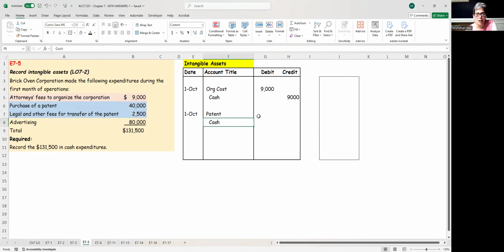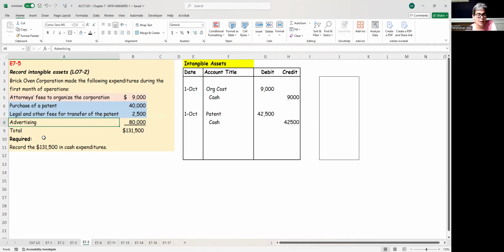That's going to be patent debit, cash credit, $42,500. We purchased a patent from someone else. Again, in a minute, I'll show you what we do with this patent account. Right now, we're keeping these as assets in our books, intangible assets, organization cost and patent in the balance sheet.